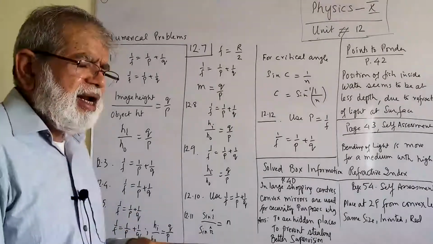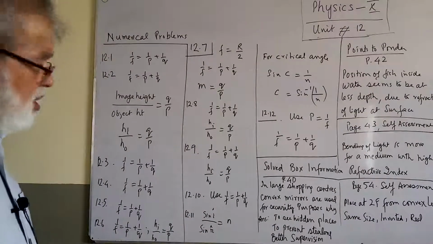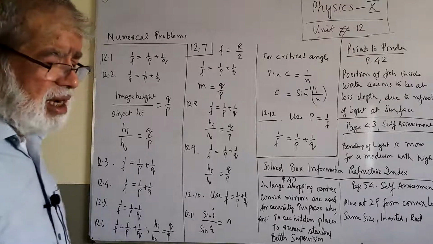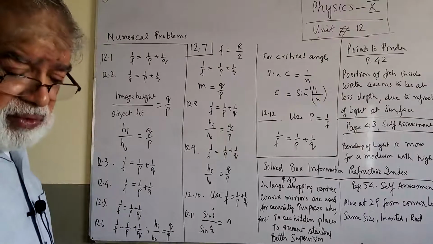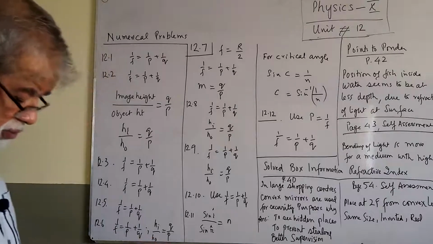This is the second. Third, in only one formula, and in one numerical, this formula sin i over sin r is equal to the refractive index, which is Snell's law, has been used. So now coming to the first numerical, 12.1.